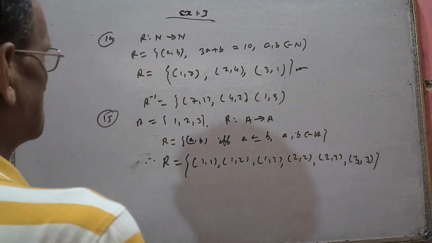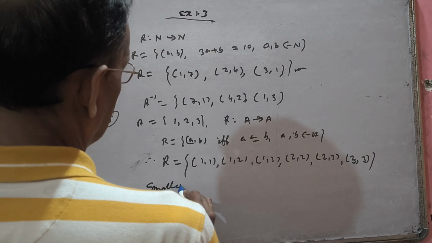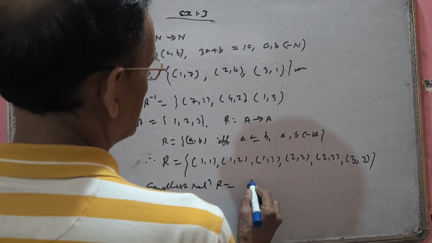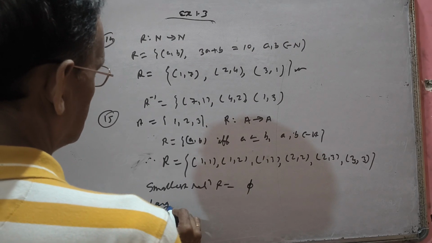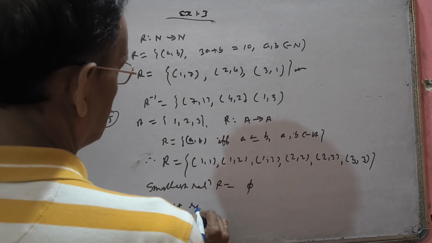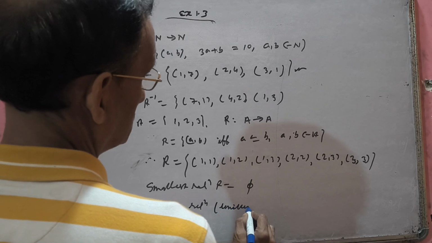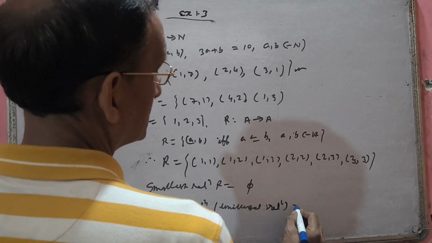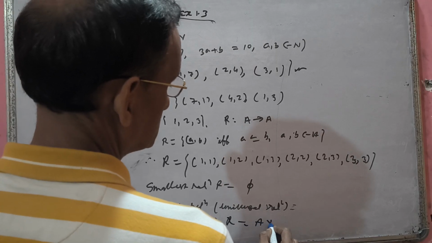Now, the question is asking for the smallest relation. The smallest relation R is the null set. And the largest relation is also given: the universal relation. So what is R equal to? Universal relation means R equals A cross A.